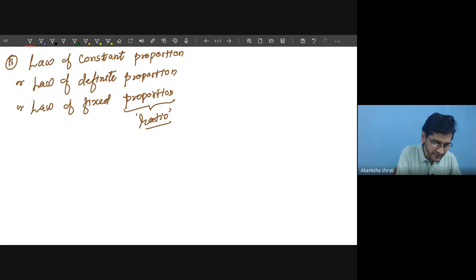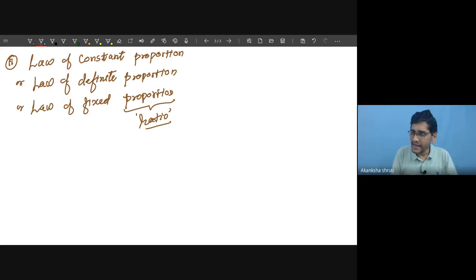So what does this law tell? Both the laws were stated or given by Lavoisier and Proust. So you have to keep in mind who has given these laws of chemical combination. Sometimes it is also asked. So what is this law?